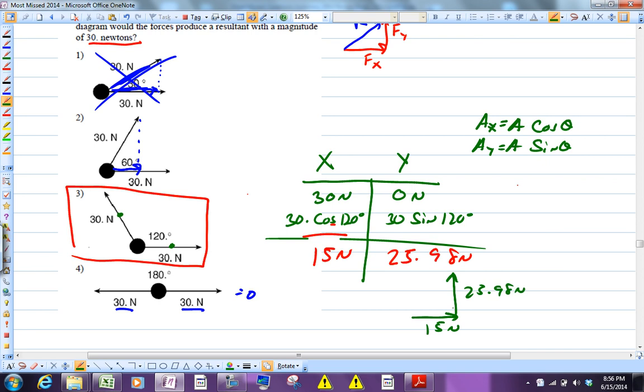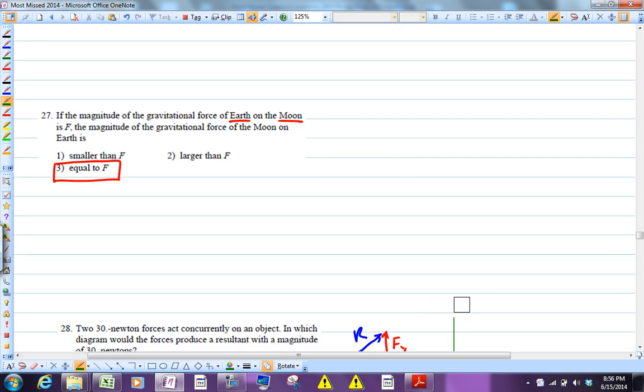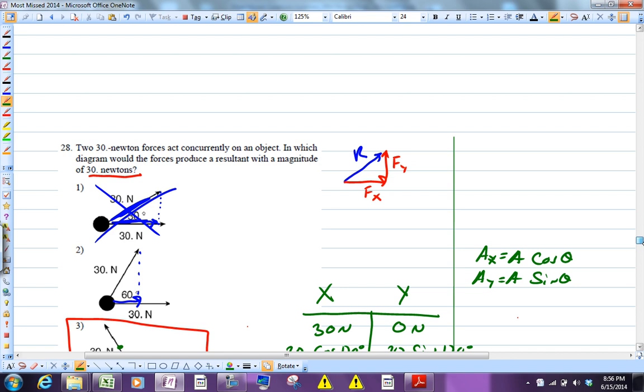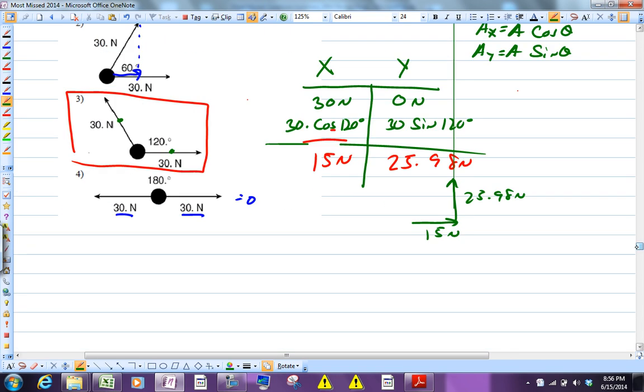Notice how those are always perpendicular. That's the beauty of x and y components. So for the resultant here, you do a squared plus b squared equals c squared, and you will get a resultant that is indeed 30 newtons. So it's a very long answer to a question, but it's good review.